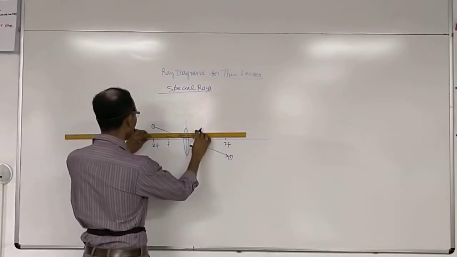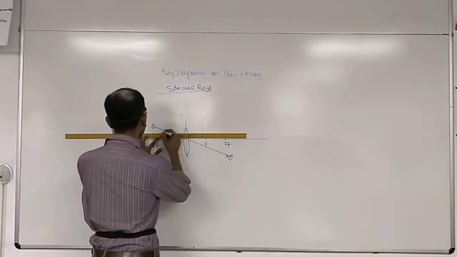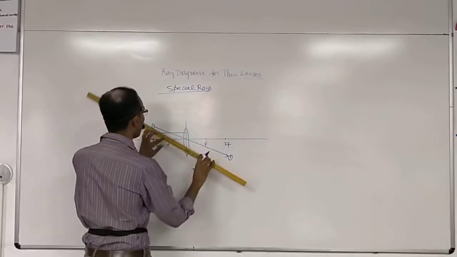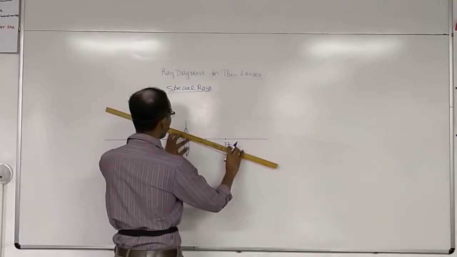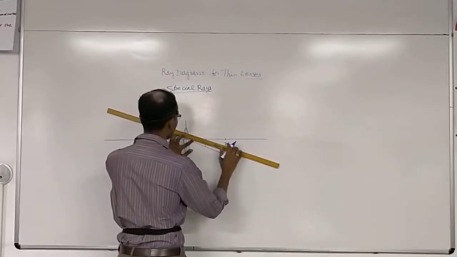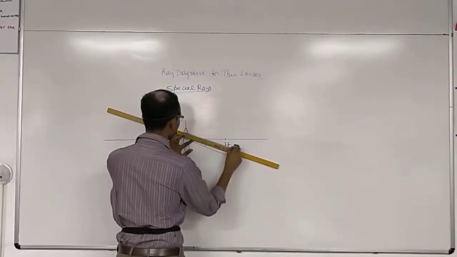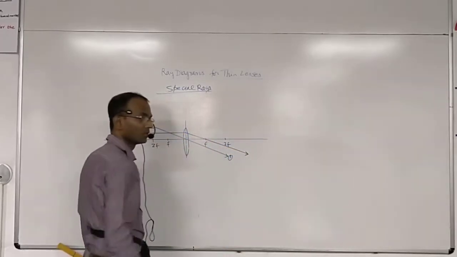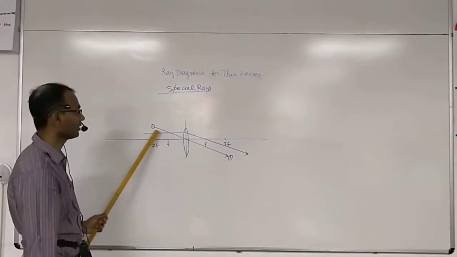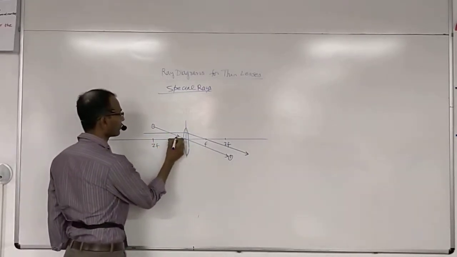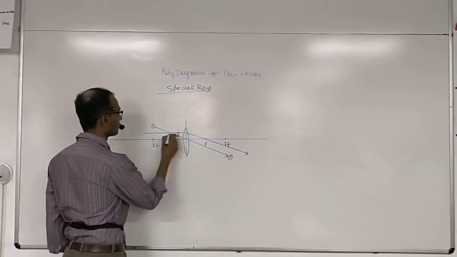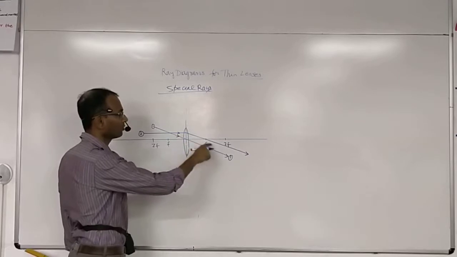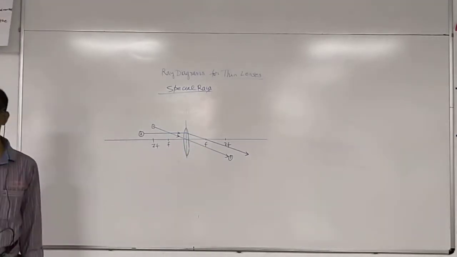Now the second special ray is, if the incident ray is parallel to the principal axis, what will it do? It will pass through the second principal focus of the convex lens. This is called the second principal focus, you remember? This is where the image will be formed if the object is at infinity. So the second special ray is, any incident ray parallel to the principal axis will pass through the second principal focus. Clear, everybody?